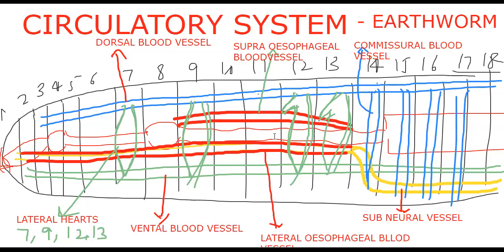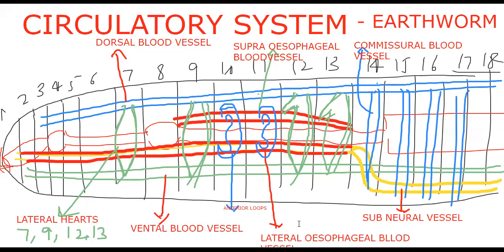Next, in the 10th and 11th, there is a connection between the lateral esophageal blood vessel and the supraesophageal blood vessel. We call them anterior loops. Here I am writing anterior loops just for information. They are present between the 10th and 11th.